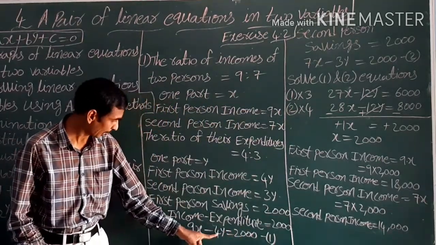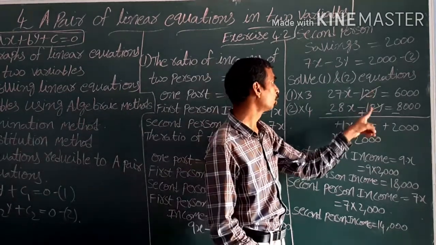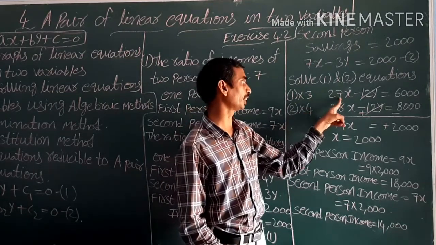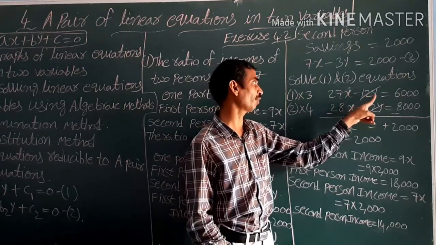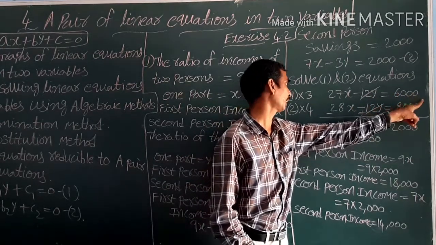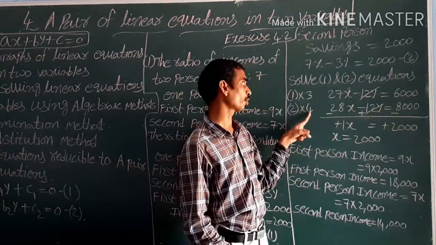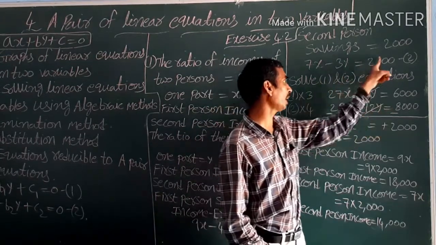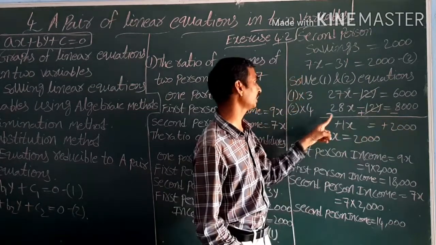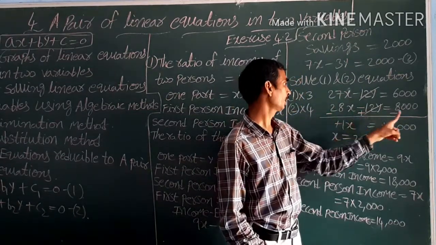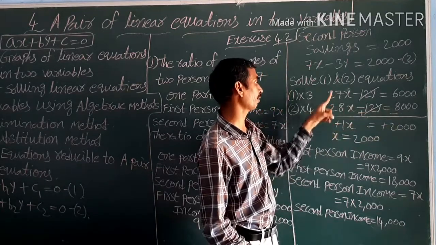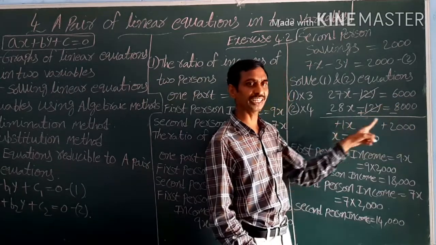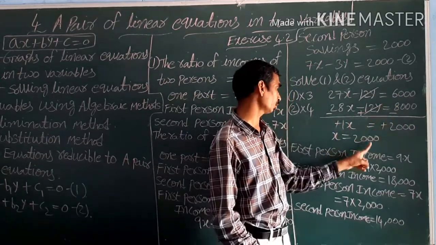Here I am making y coefficients equal. To make y coefficients equal, first equation multiply with 3. 3 9s are 27x minus 3 4s are 12y is equal to 3 2s are 6000. Second equation multiply with 4. 4 7s are 28x minus 4 3s are 12y is equal to 4 2s are 8000. Okay, we can change the signs. Minus plus minus. Minus 28x plus 27x is minus 1x. Minus 8000 plus 6000 is minus 2000. Both sides minus will be cancelled. x is equal to 2000.